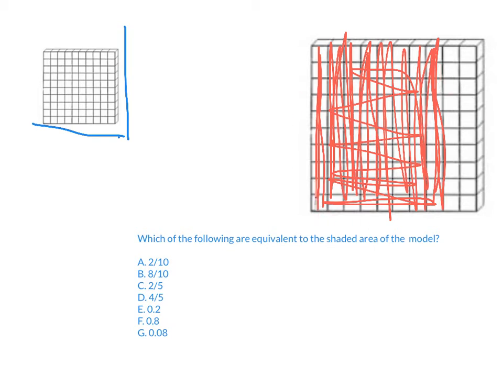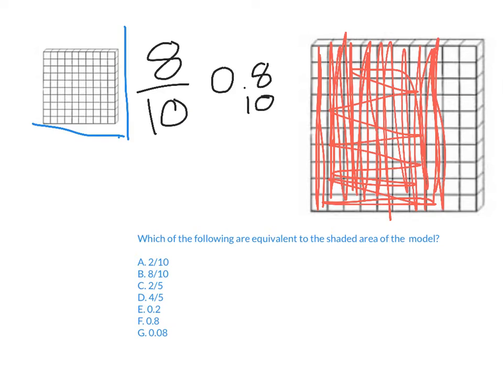So I see I have 1 rod, 2 rods, 3 rods, 4 rods, 5, 6, 7, I have 8 rods shaded in, and I know when I have a rod in a flat like that, it's worth a tenth. So I have 8/10. I can express that as a fraction, or I can express that as a decimal. Now I need to look at all of my answers and see which ones work and which ones don't.